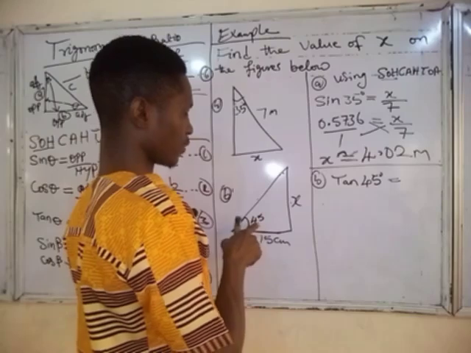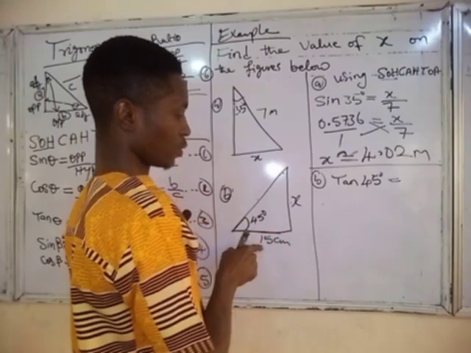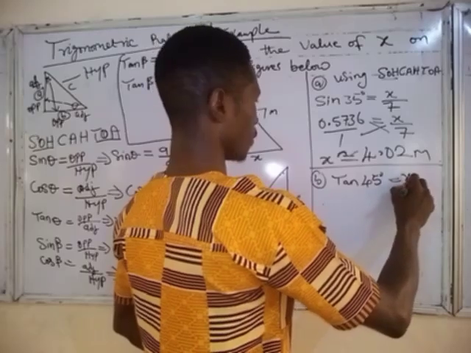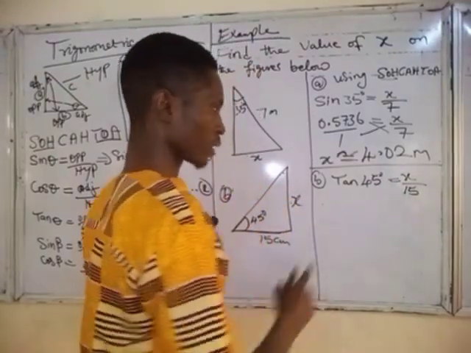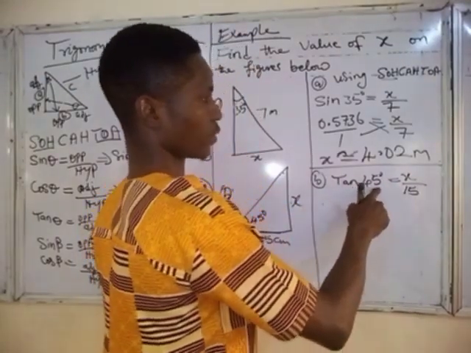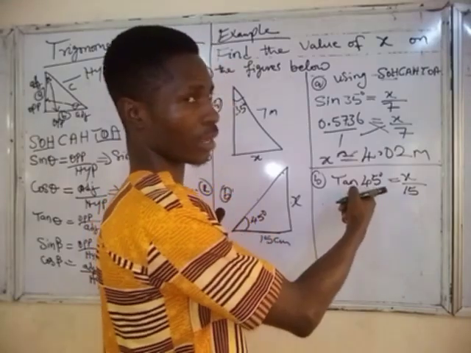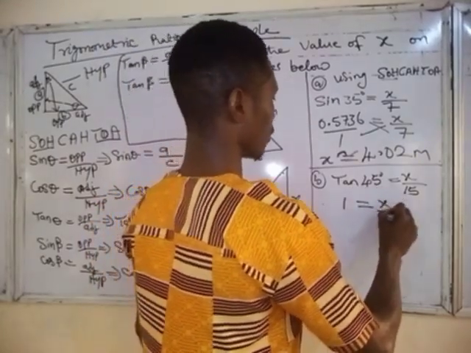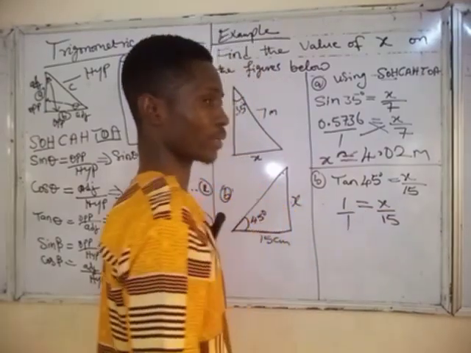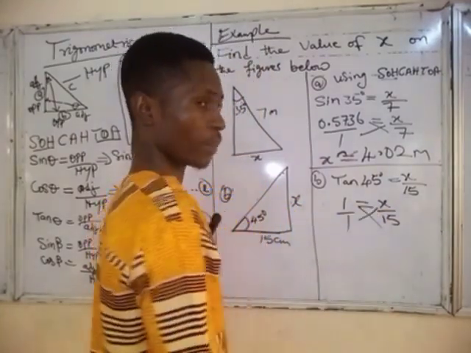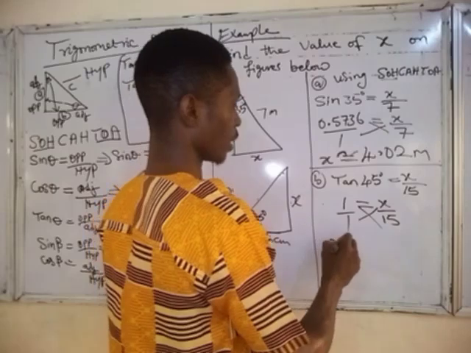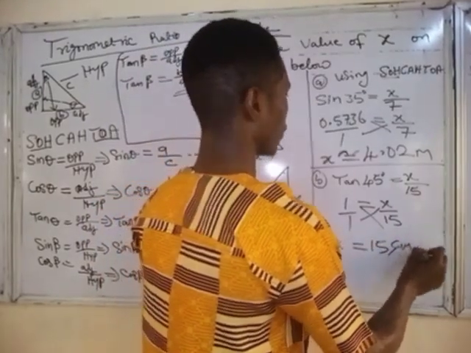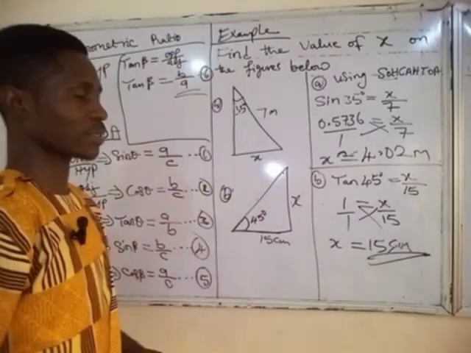This is adjacent. 45 degrees is adjacent to this and opposite to this. So this becomes x over 15. Tan 45 from your 4-figure table or your calculator should give you 1. So this is equal to x over 15. This is also over 1. So we cross multiply. So this comes this way. x should be equal to 15 cm. That is the answer.